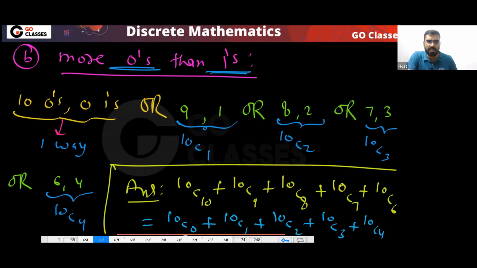So basically, here I am saying these are the 9 zeros and 1 one. Here 8 zeros, 2 ones, 7 zeros, 3 ones, 6 zeros, 4 ones. Is this question clear to everyone? So just more zeros than ones: you can create cases, and it's very simple.